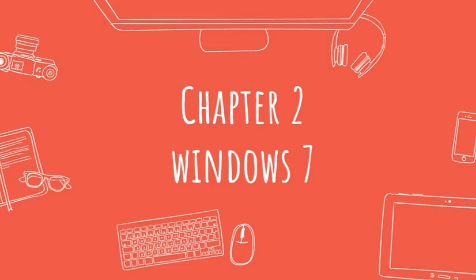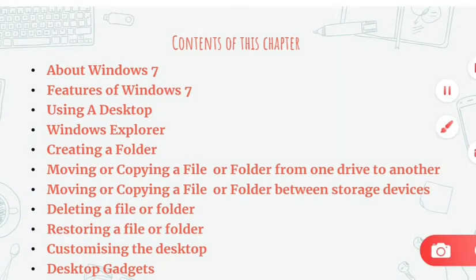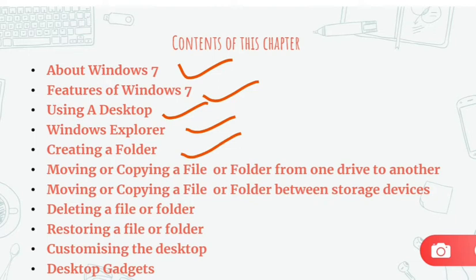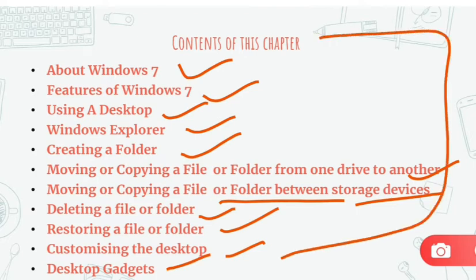Today I am going to start chapter number 2 of class 5th, that is Windows 7. So here are the contents of this chapter. In this chapter we will discuss the features of Windows 7, using a desktop, Windows Explorer, creating a file or folder, moving or copying a file or folder from one drive to another drive, then between the storage devices, deleting a file or folder, restoring a file or folder, customizing the desktop and the desktop gadget. So these things we will discuss in this video.